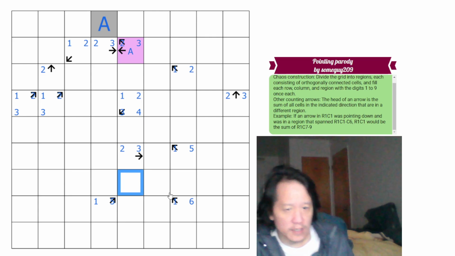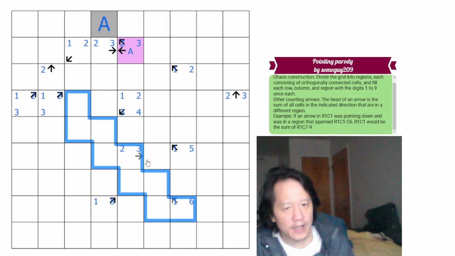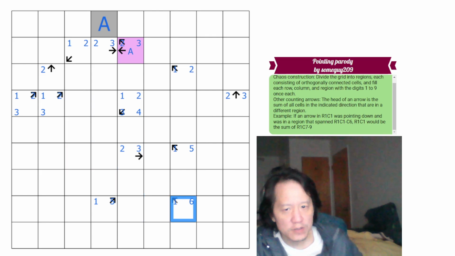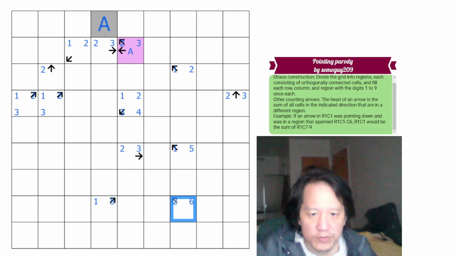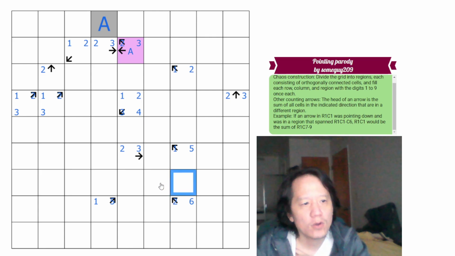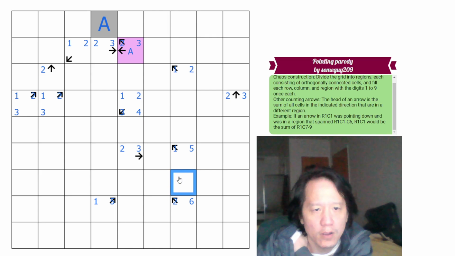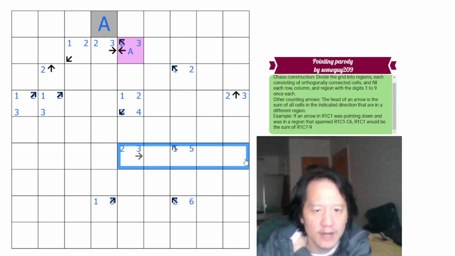Because technically 2, 3, 4, 5, 6, 7, 8. Actually, it's 2 through 6 here. So it cannot be 1 through 6. It has to be at least 2 through 6. Okay. What does that mean? The ones that have to be at least 2 must be at least 3.